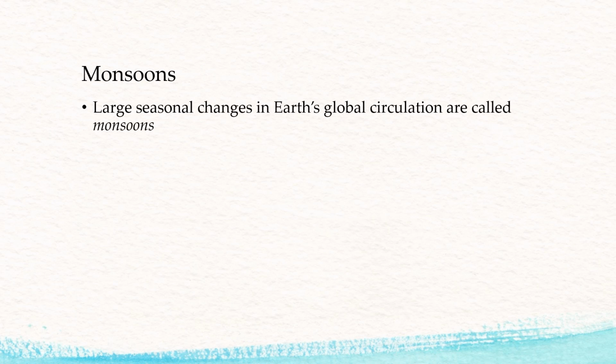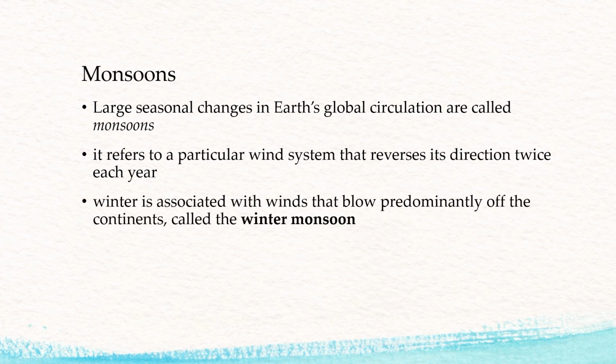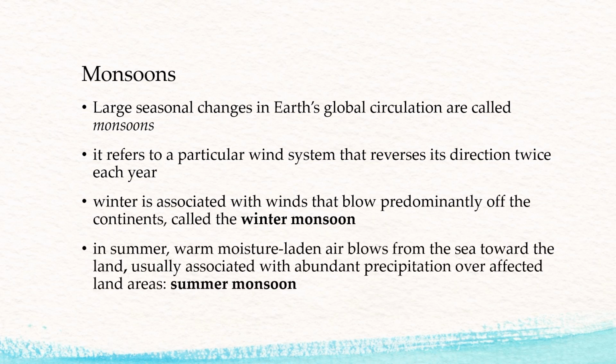So monsoon is a large seasonal change in Earth's global circulation. This is what we define as monsoon, and it refers to a particular wind system that reverses its direction twice each year. There is what we call the winter monsoon, which is associated with winds that blow predominantly off the continents. And that's why it's called winter.